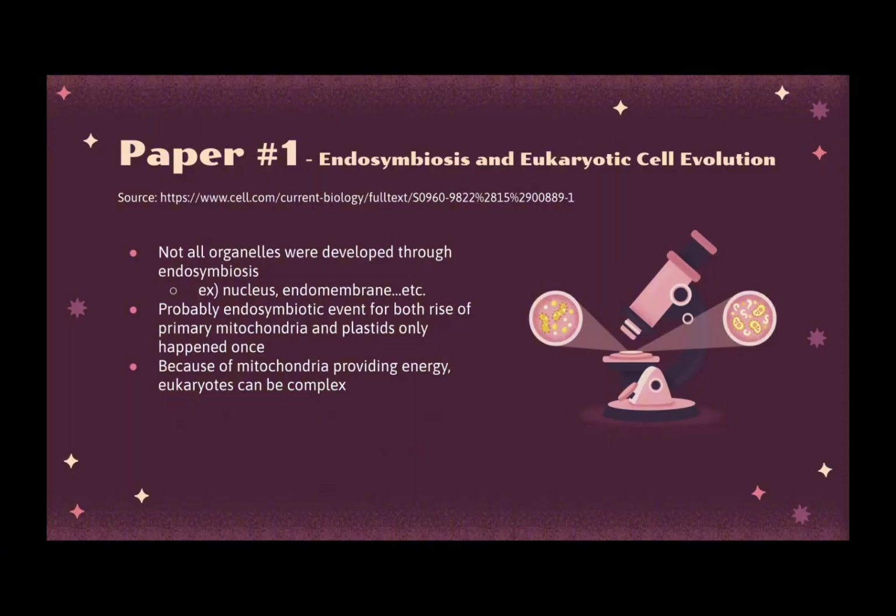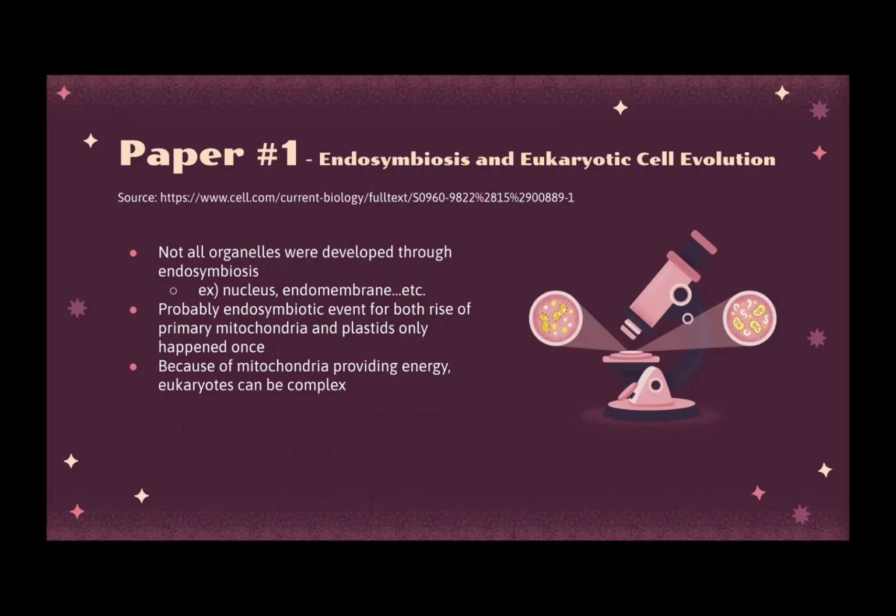So another point that this paper discusses is that not all organelles were developed through endosymbiosis. For example, the nucleus was not, and the endomembrane system was not. They were developed internally. And probably the endosymbiotic event for both mitochondria and plastids only happened once, because this is a rare event, so it would have been unlikely that it happened multiple times.